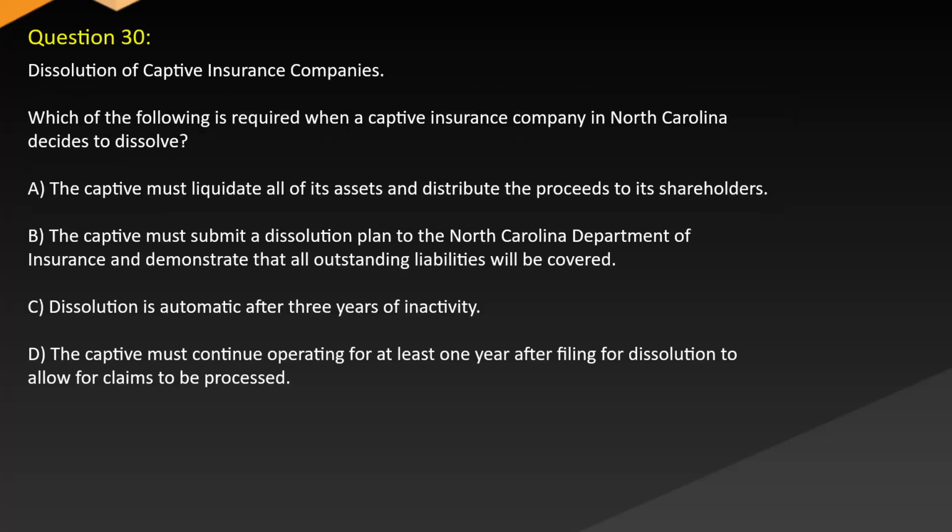Question 30. Dissolution of captive insurance companies. Which of the following is required when a captive insurance company in North Carolina decides to dissolve? A. The captive must liquidate all of its assets and distribute the proceeds to its shareholders. B. The captive must submit a dissolution plan to the North Carolina Department of Insurance and demonstrate that all outstanding liabilities will be covered. C. Dissolution is automatic after 3 years of inactivity. D. The captive must continue operating for at least 1 year after filing for dissolution to allow for claims to be processed.